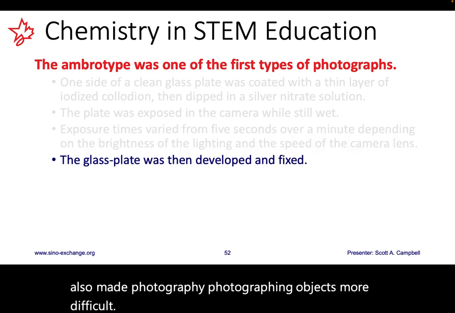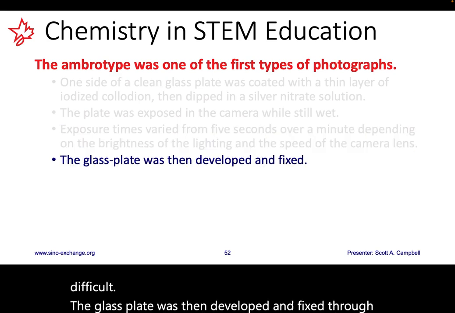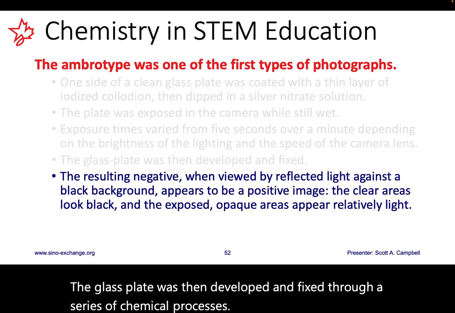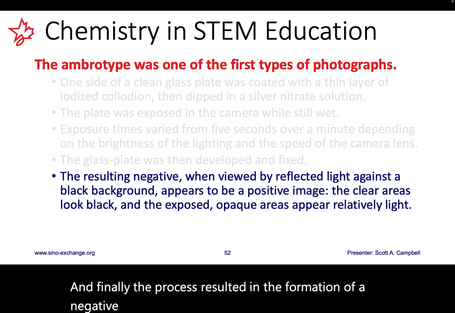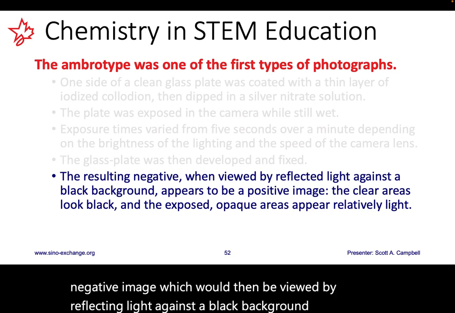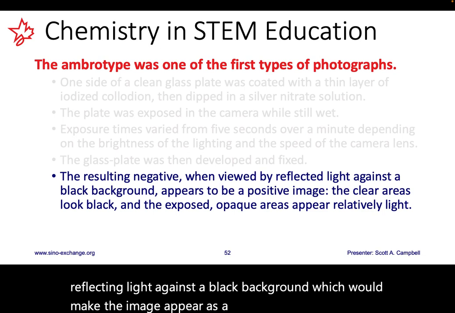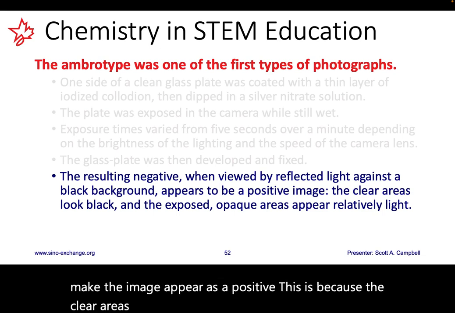The glass plate was then developed and fixed through a series of chemical processes, and finally the process resulted in the formation of a negative image, which would then be viewed by reflecting light against a black background, which would make the image appear as a positive. This is because the clear areas would look black and the exposed opaque areas would appear relatively light.